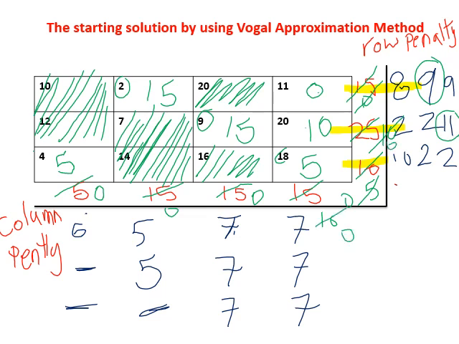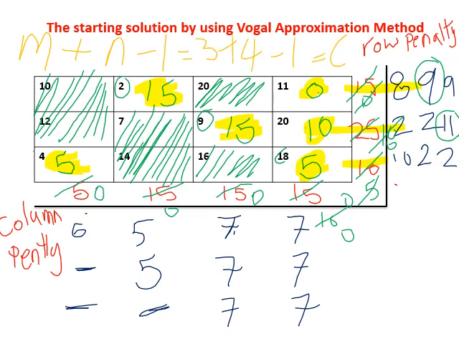Now, if we count up the number of basic cells, we will find 1, 2, 3, 4, 5, 6. The number of basic cells, as we said before, equals the number of columns plus the number of rows minus 1, which equals 3 plus 4 minus 1 equals 6. So our solution is true.